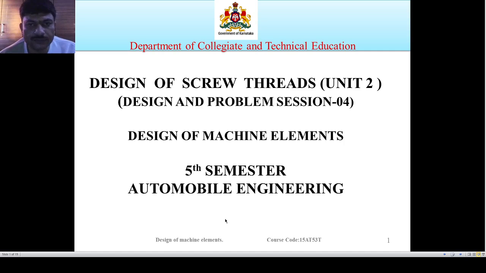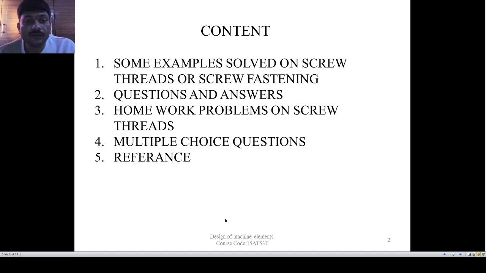In the previous session, we discussed some of the basics, the different types of design methods, and the types of stresses involved in designing screw threads. So let us begin with the problem session. This is the content of my session: here we are going to solve some examples, and there is a question-answer session, more problems, and finally an assessment and some references. Now we'll directly move on to the simple problems.